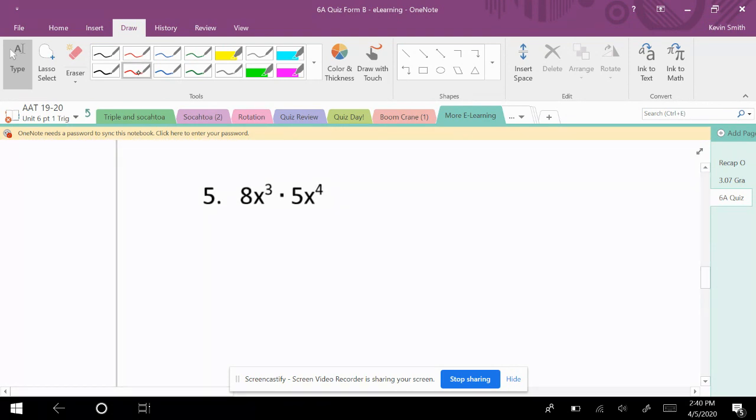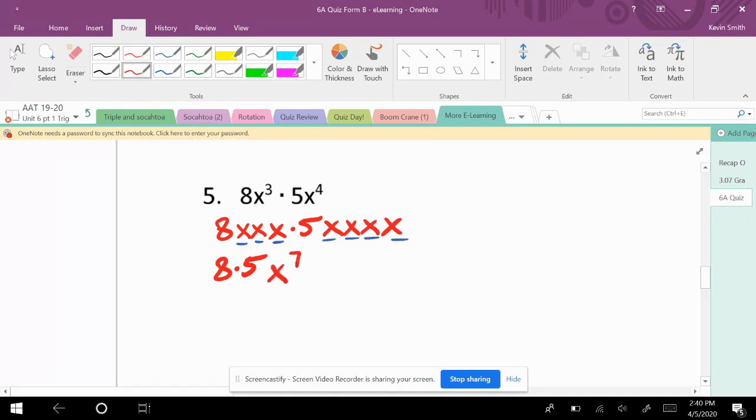Let's look over here. Again, I like to put all my numbers by each other. Or I guess we'll expand first. 8xxx times 5. 1, 2, 3, 4. Put the numbers by each other. 8 times 5. How many x's do I have? 1, 2, 3, 4, 5, 6, 7. And that is x to the 7th. So 40x to the 7th.